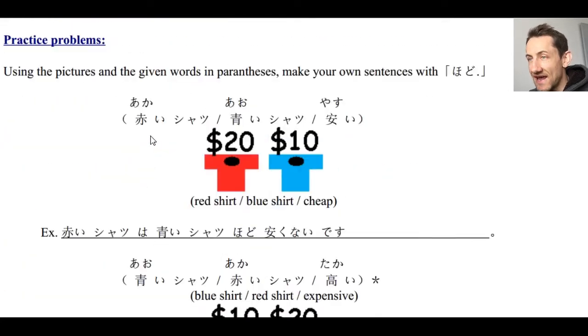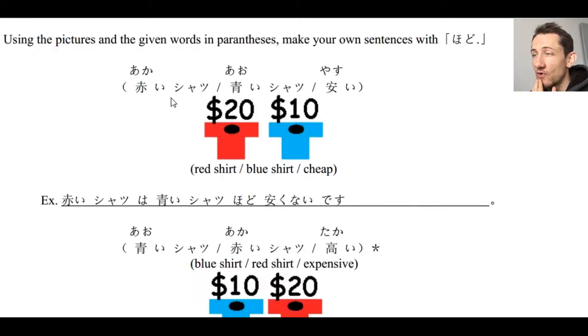So review these sentences, watch the video a couple times before tackling the practice problems, which is what we're going to do now. Just like we saw in part 1, I'm going to show you some images, and we're going to compare them, but this time instead of using yori, we're going to use hodo. We have the exact same thing as before, 赤いシャツ, 青いシャツ, 安い. So the red shirt is not as cheap as the blue shirt. We could say, 赤いシャツは青いシャツほど安くないです。So we need to use the negative form of 安い, right?